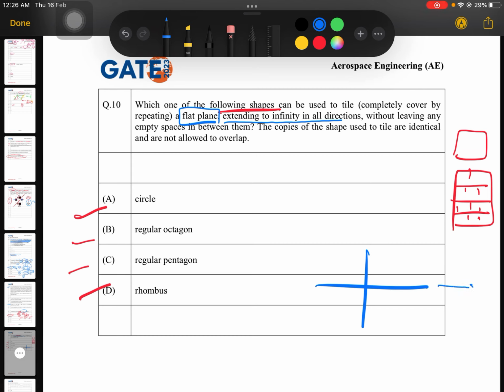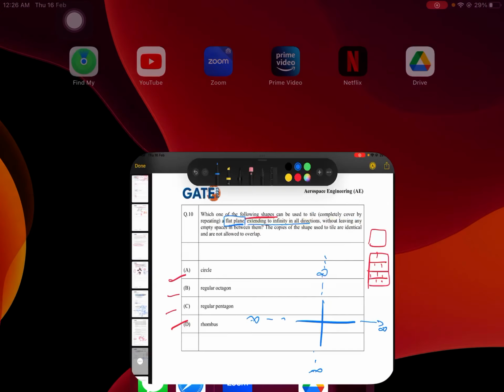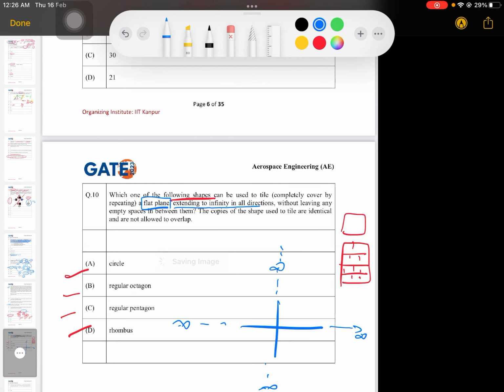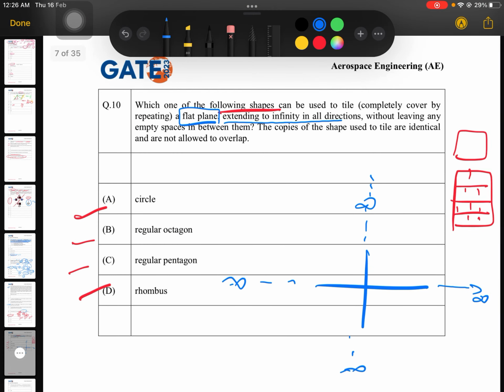So this is going in this direction till infinity, this is infinity, this is infinity. It's like my screen right now: you have to fill the screen completely, without leaving any empty space, going till infinity. So now I will show you the right idea. From the start I'll tell you the right answer is rhombus. From my side I am taking rhombus as the right answer, but now I'm going to tell you the idea of why rhombus is the correct one.